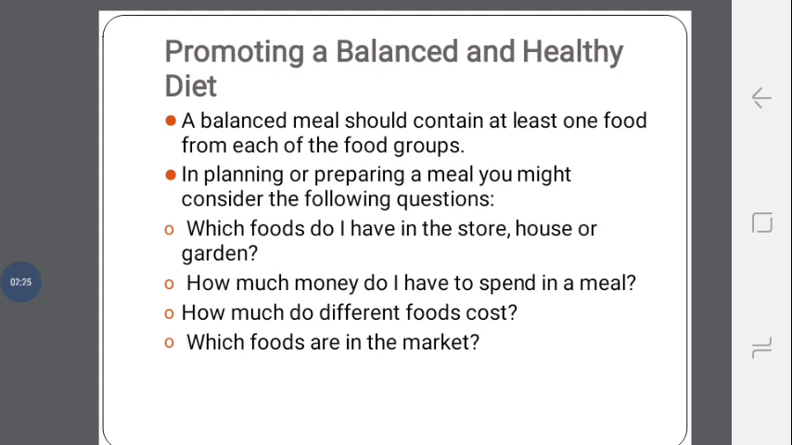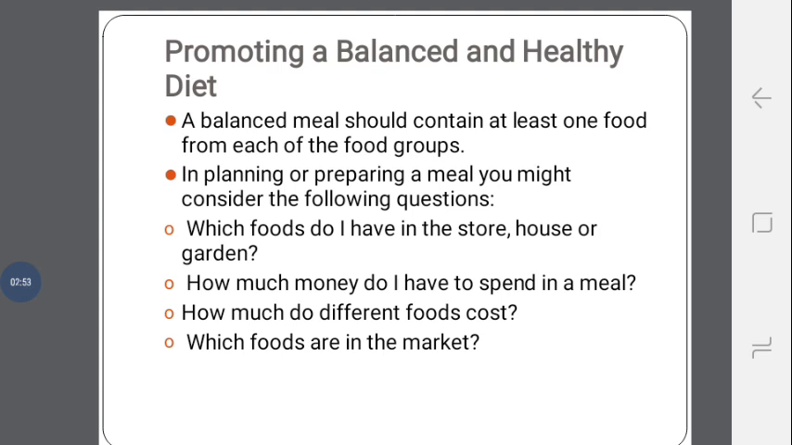Kwa wakati unaandaa chakula au kabla hujaandaa chakula, unatakiwa ujiulize maswali yafuatayo. Number 1, which food do I have in the store, house or garden? Na chakula gani store au ndani ya nyumba yangu au garden? How much money do I have to spend in a meal? Na pesa kiasi gani ambazo zinaniwezesha kununua chakula? How much do different foods cost? Je, vyakula hivyo vina gharama kiasi gani?